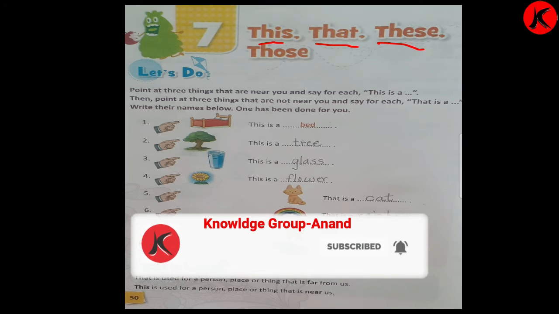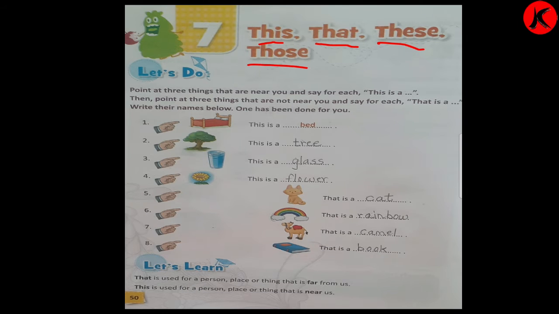THESE, these. THOSE, those. We are going to learn this, that, these, those. In the previous session, I had explained what these, that, these, those are and how to use them. Right? Now we will do the exercise in our textbook. Let's do.